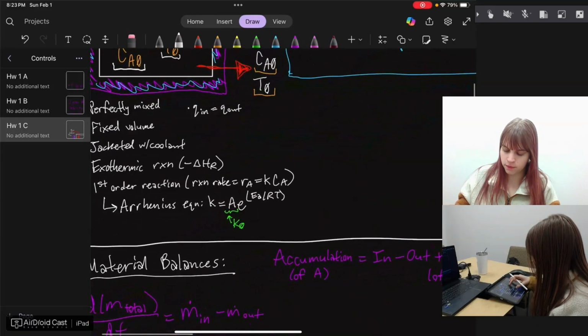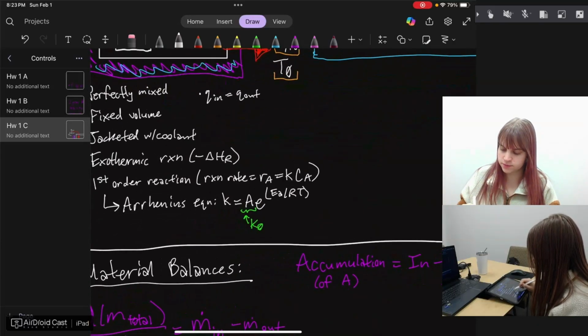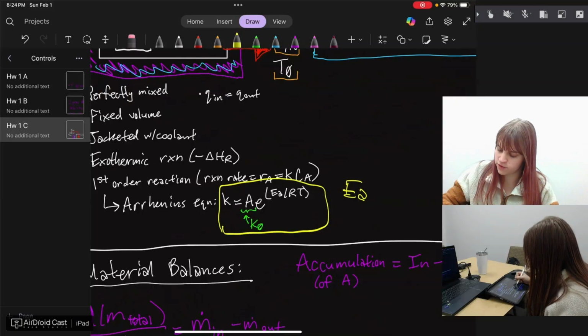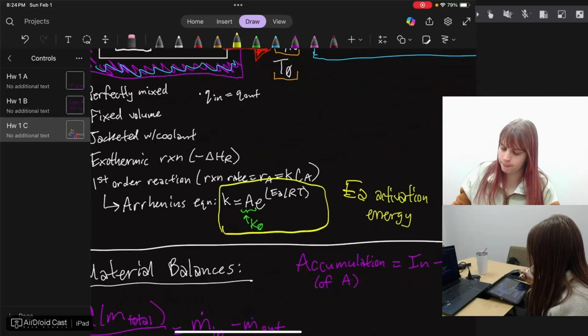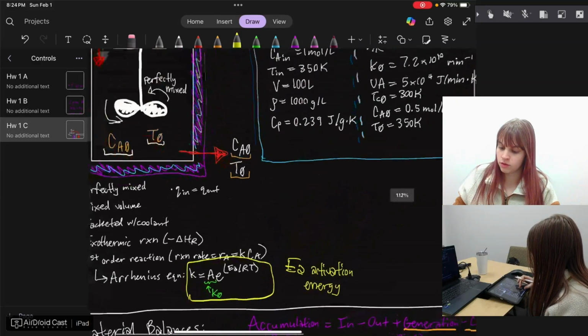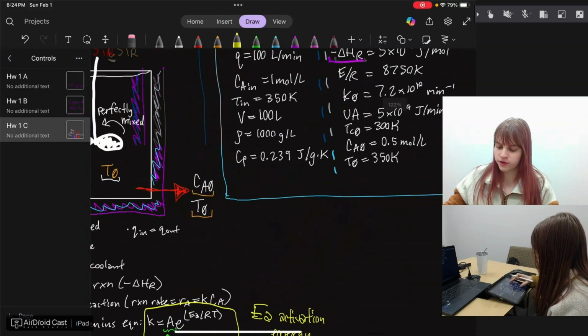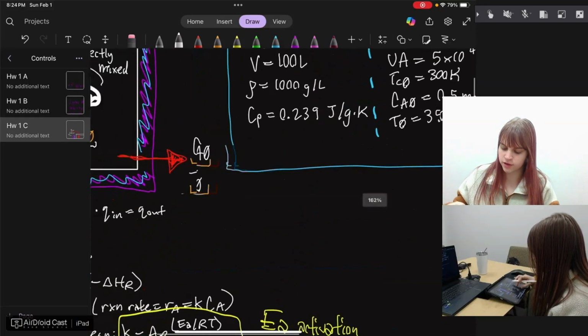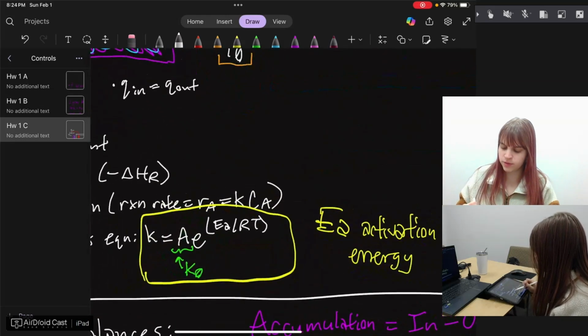And right here, we know that K equals K naught times e to the minus EA over RT. EA is the activation energy of this equation. We are not too concerned with finding that exact value because they gave us E over R, and this is EA. So they already gave us that number. And when we plug this into the code later on, that's where it's going to go.